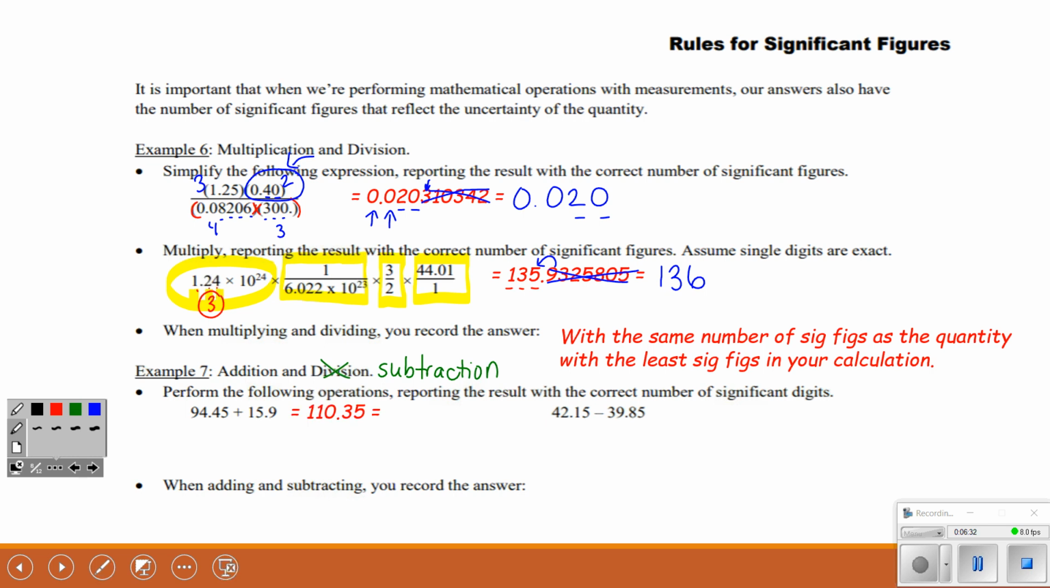So for example, when you add 94.45 plus 15.9, you get 110.35. Now, the age-old question, how many places past the decimal place do you want me to keep? This is answering this for you. So you're looking at your measurements. This measurement has 2 places past the decimal. This measurement only has 1. So this is what you're going to go by. So therefore, in my answer, I can only hold 1 place past the decimal, and I drop whatever else is there. Since that's a 5, it will round that up to a 4. So I express that as 110.4.